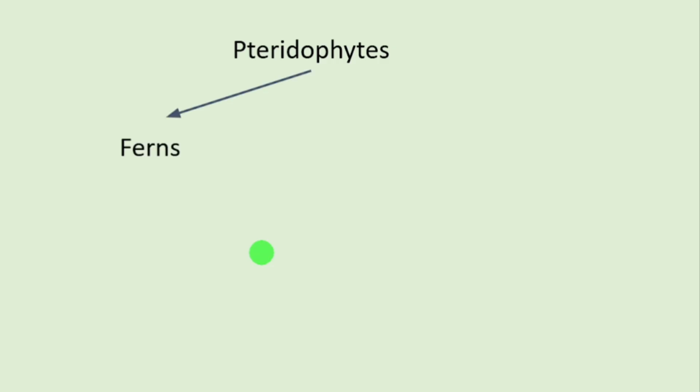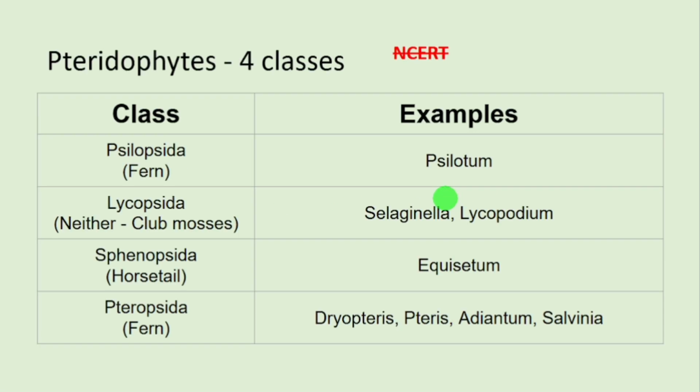So pteridophytes are classified into two categories, ferns and horsetails. So see, this is not given in NCERT, but I just checked out of these examples which ones are fern and which ones are horsetail. Okay, so Coelotum, Bryopteris, Pteris, Adiantum and Salvinia, these are ferns. Equisetum is horsetail and Selaginella, Lycopodium, they are neither fern nor horsetails. They belong to club mosses. Anyway, this is additional information. It is not given in NCERT, so it will not be asked in NEET exam.